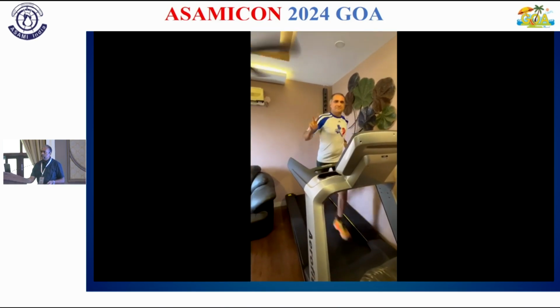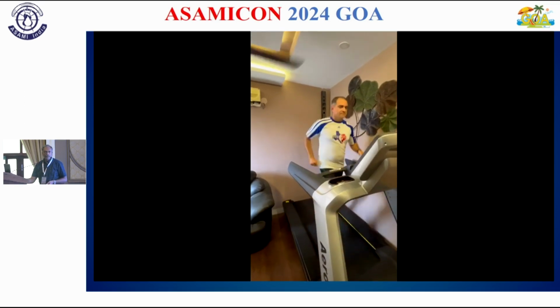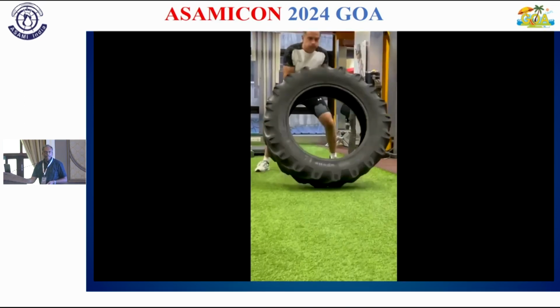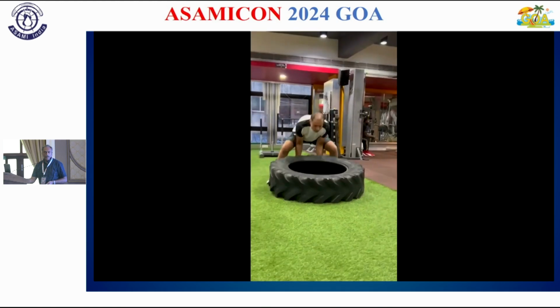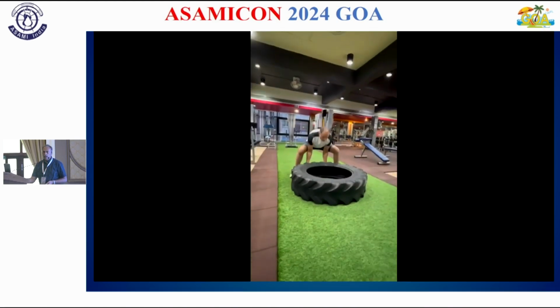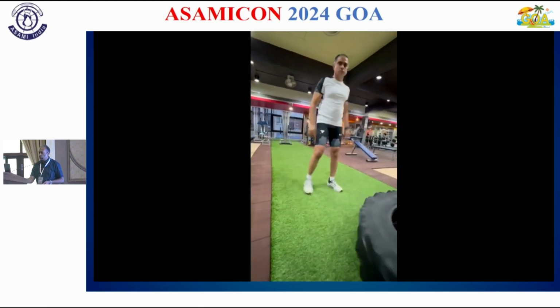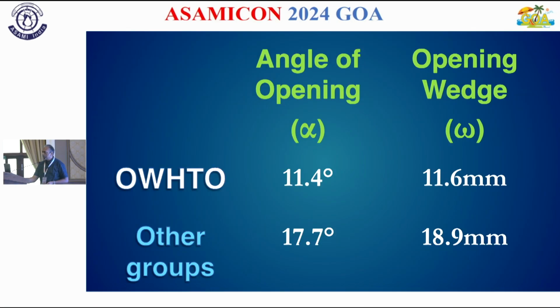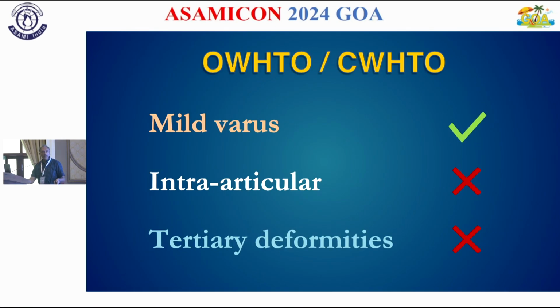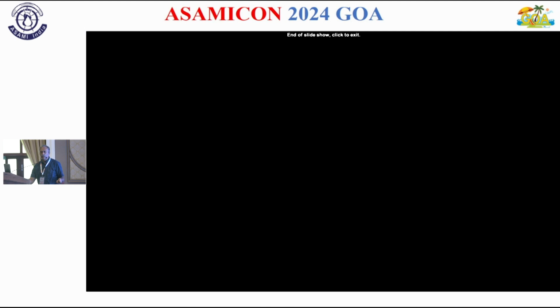running in 6 months. He runs marathons. And can do whatever he wishes to do. So do not overcorrect. Okay? We do not overcorrect. That's the message with the medial opening wedge.